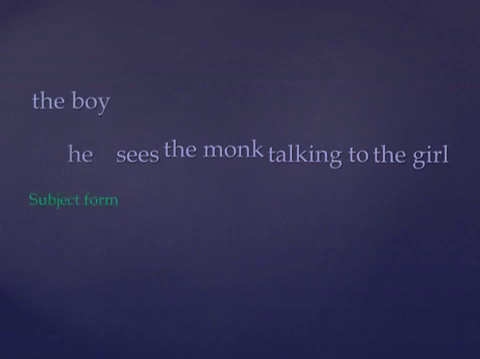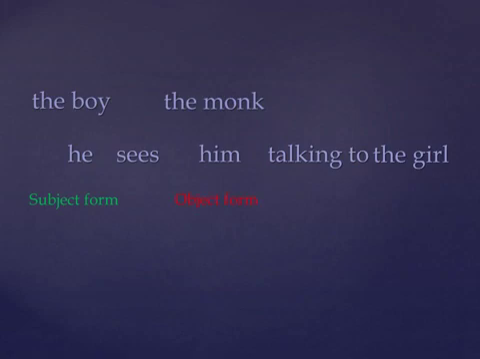So now let's look at an example. The boy sees the monk talking to the girl. In this sentence, there are three substantive nouns: the boy, the monk, and the girl. The boy is the subject, and the monk is the direct object, and the girl, because of the preposition to, is a prepositional object. So if we replace these nouns with pronouns, first the boy takes the subject form, the monk takes an object form, and the girl also takes an object form. And so we get the sentence, he sees him talking to her.